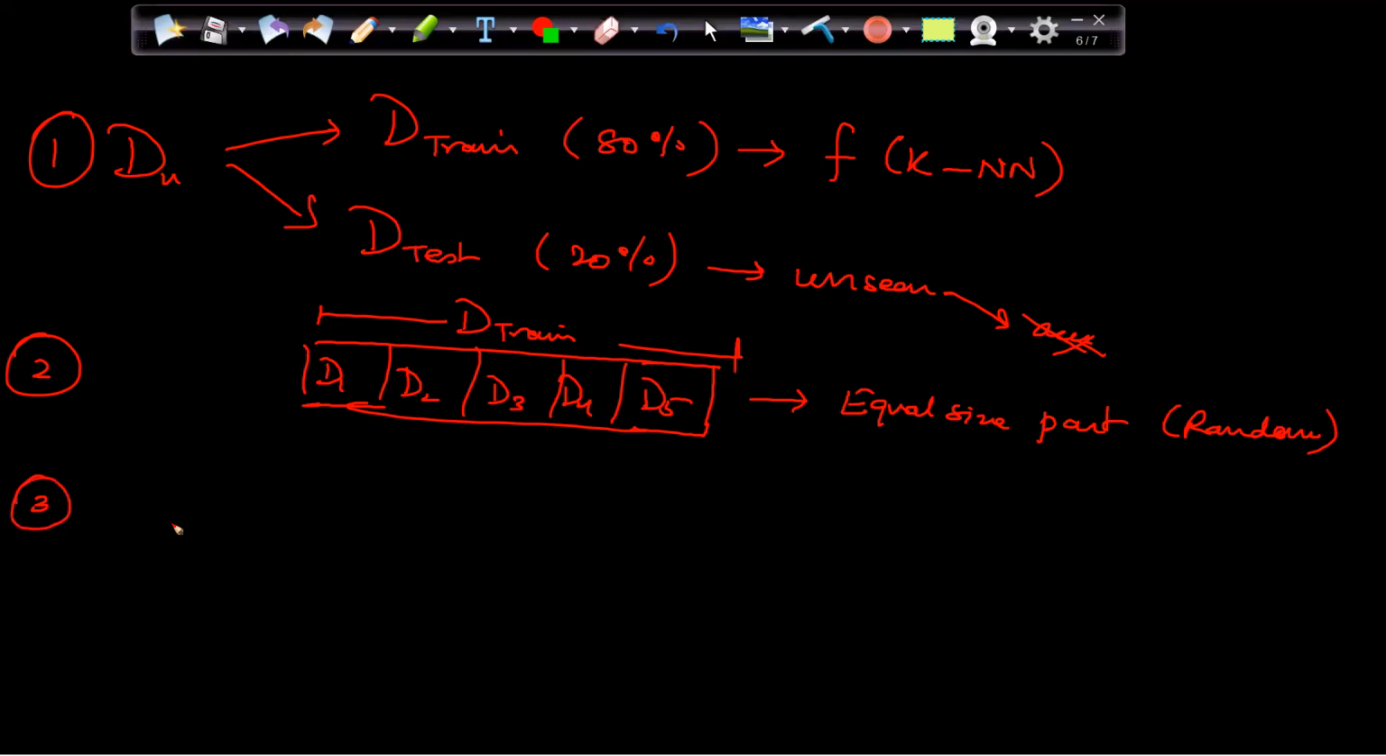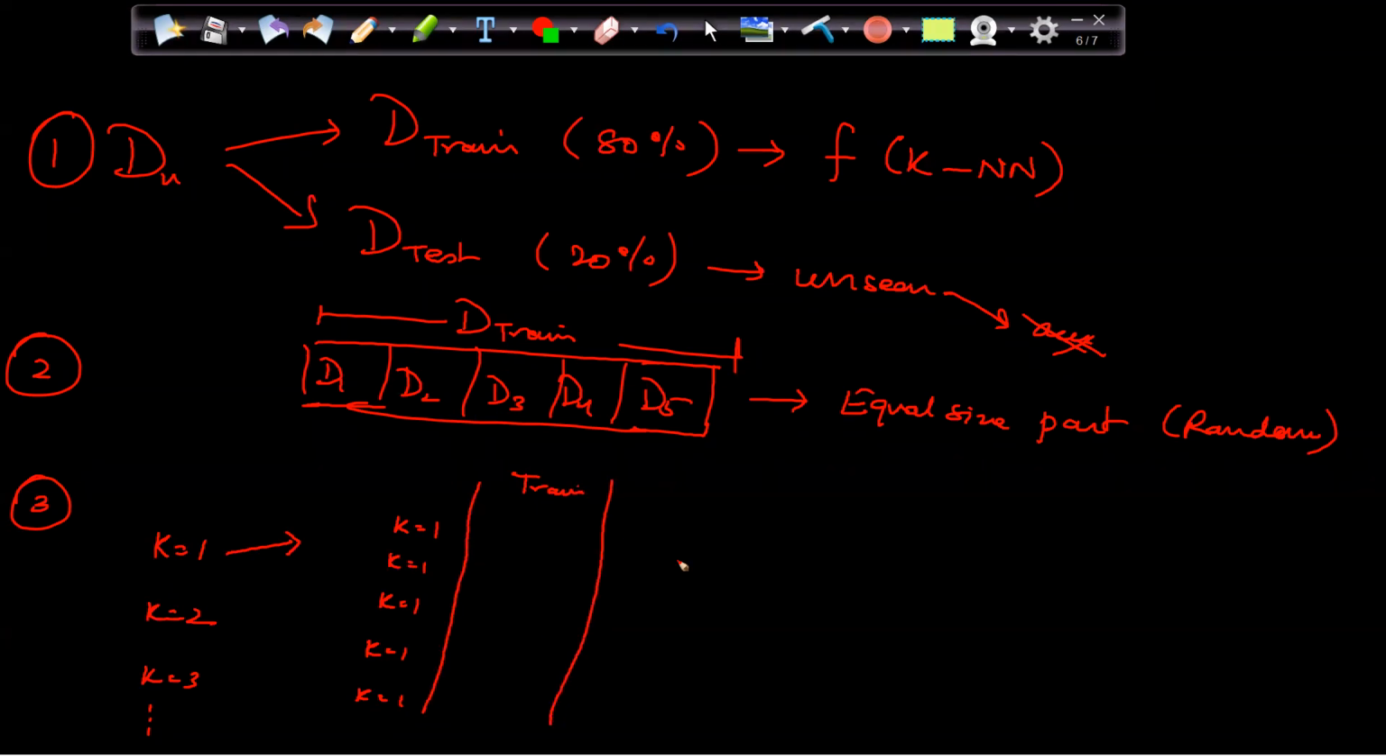Then the third step will be a very interesting step. Now what I will do here is I will use k equal to 1, k equal to 2, k equal to 3, and so on, right? But before that, I have to break this k equal to 1 further. Let me zoom in on this part. Here I will have k equal to 1 repeated for five rows. Here my train data will be what? My CV data will be what? And my accuracy.